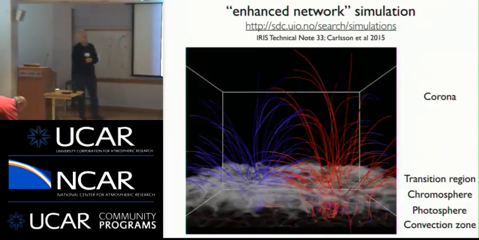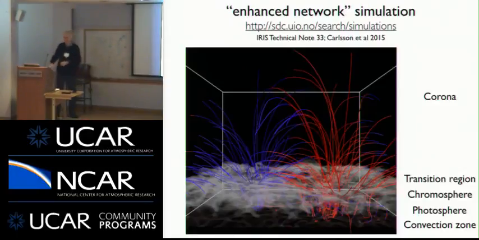So I will start by going through some results from numerical simulations, and it's the one that you all know by now. That is the published one that we call enhanced network. So what can we learn about chromospheric heating from such an experiment?